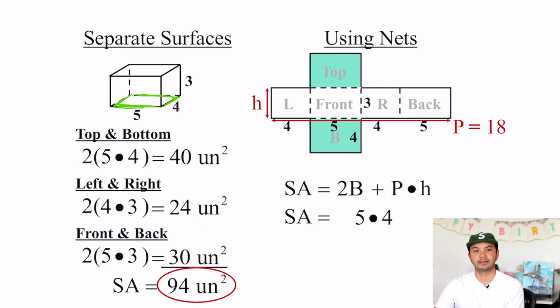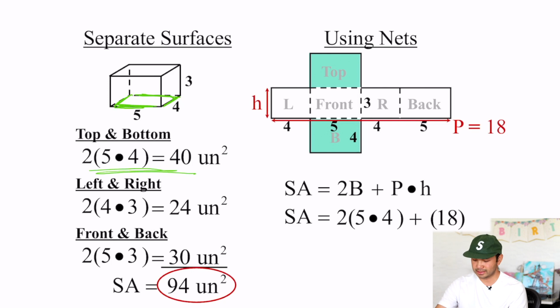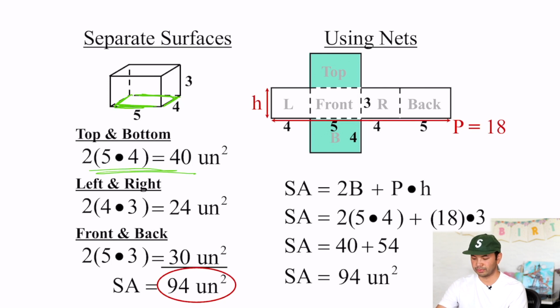2 times the base area, that's 5 times 4, which is 20, which is actually the same as this part right here. So this is why I said you're saving a step or two. You still have to do that first step, right? But the perimeter is 18 times the height, which is 3, and that gives you 40 plus 54, which is 94 square units. So it actually did save you at least one step.